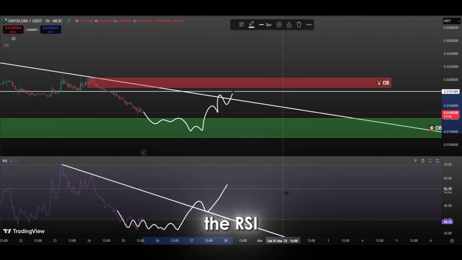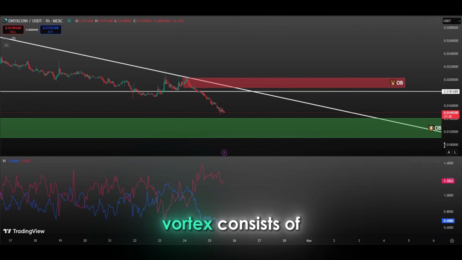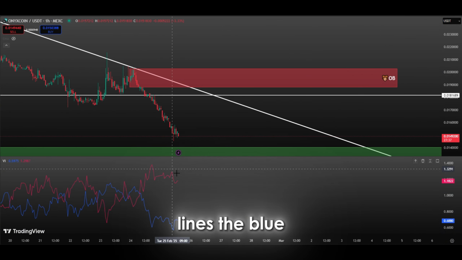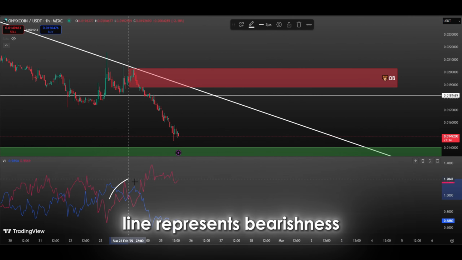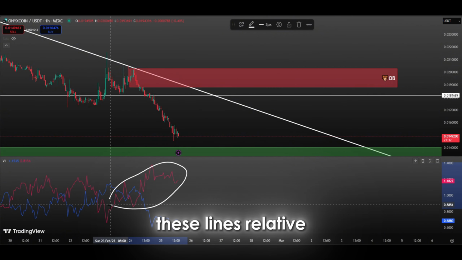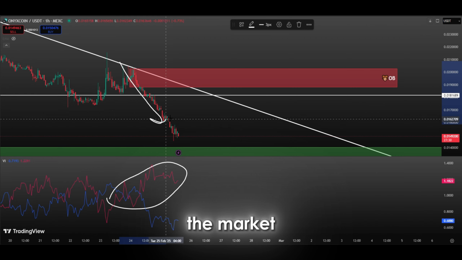The vortex indicator is an indicator used to determine whether the market is pressing in a bullish or bearish direction. Vortex consists of two lines, blue and red lines. The blue line represents bullishness, while the red line represents bearishness. The positioning of these lines relative to each other gives important signals about the direction of the market.